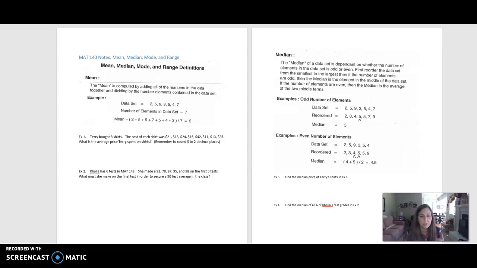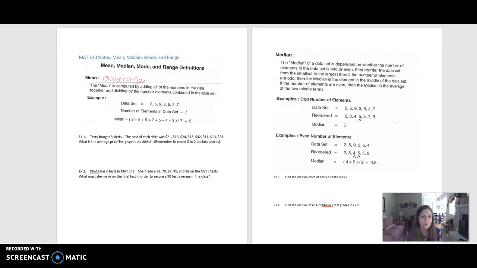I'm going to tell you what each one of them means and how to keep that straight. Okay, mean is a fancy word for average. So you're very familiar with averaging grades or averaging prices or averaging scores, maybe in a game or something. But mean is a fancy way to say average.